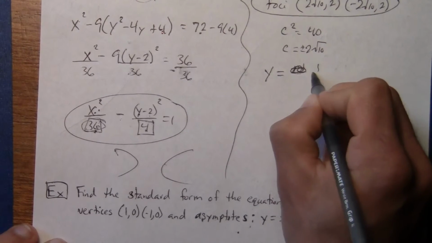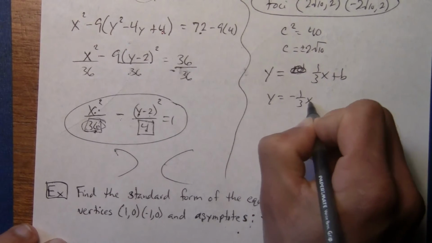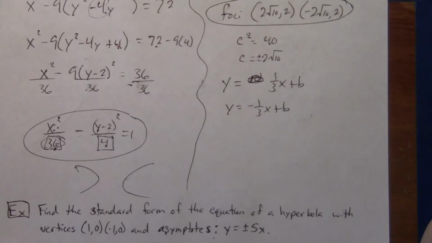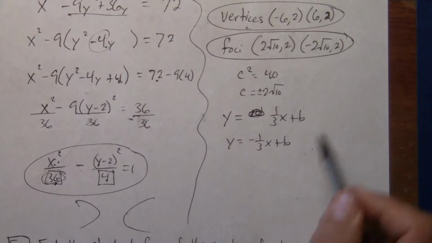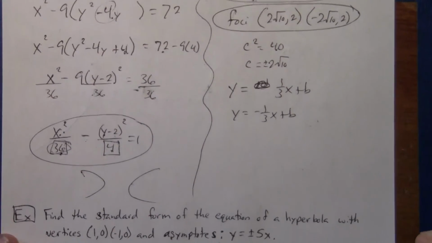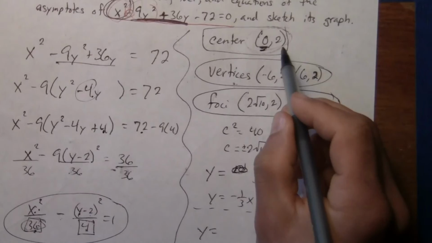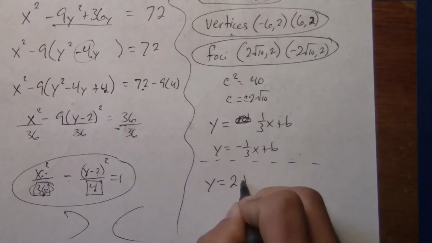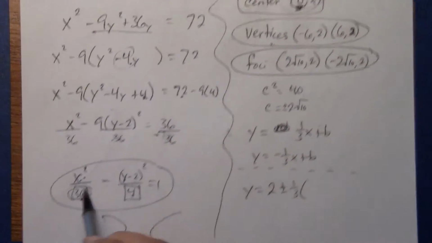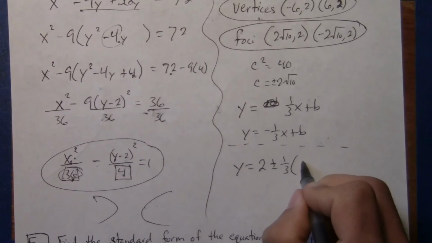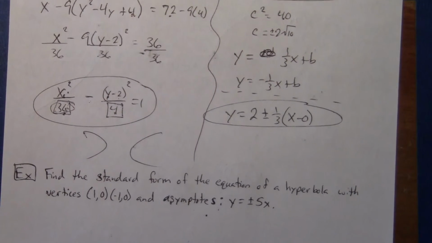So I'll do one here where it's 1/3 x plus b, and another where it's negative 1/3 x plus b. And then to figure out b, you plug in the center for x and then solve. Or, if you like that little shortcut, it's y is equal to the y value of the center, plus or minus the slope, which we said was 1/3, times the x parenthesis, which would have been x minus 0. And there it is, a quicker method.